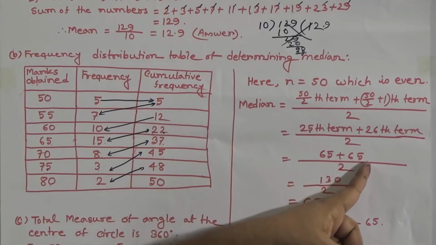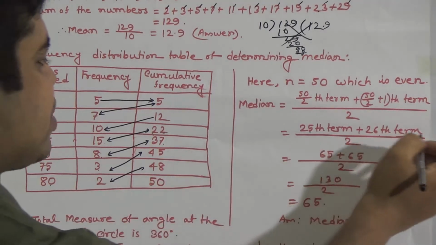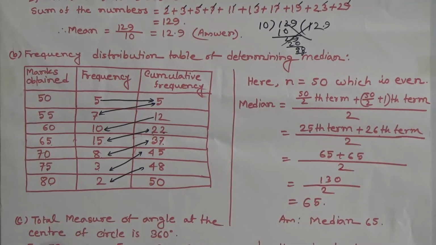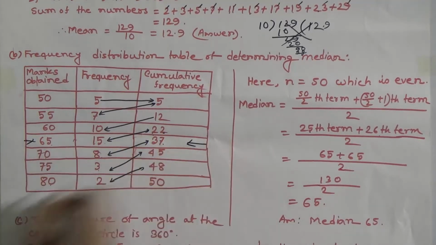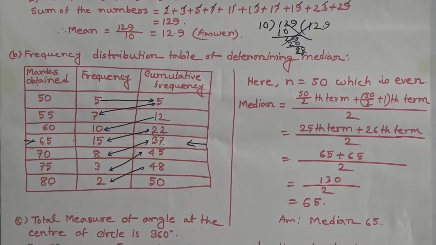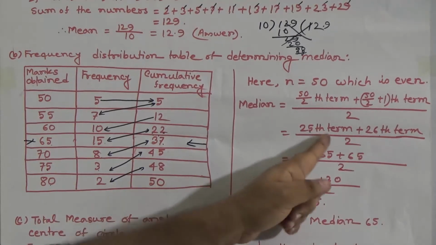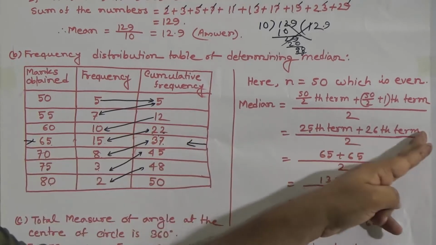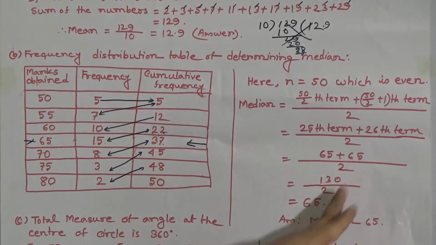Okay. I repeat it again. The 25th term plus the 26th term, where do they lie? Notice it starts from 23 and ends at 37. So the 25th and 26th terms lie between 23 and 37. So the 25th term is 65 and the 26th term is also 65. Now we add these two numbers, we get 130, divided by 2. If we divide, then we get 65. So the median is 65 here. I hope you have understood.